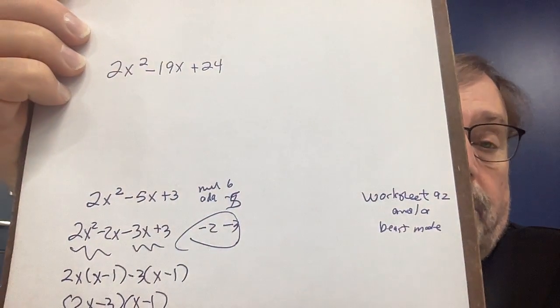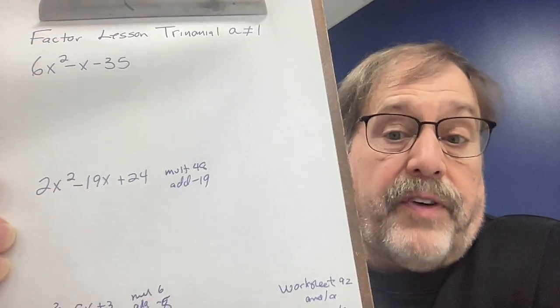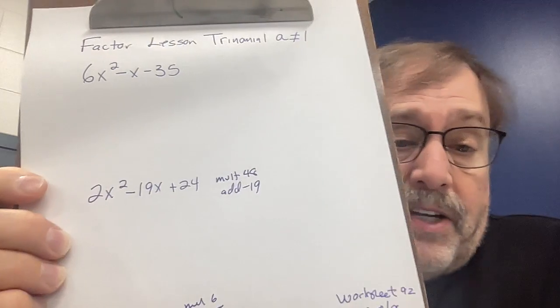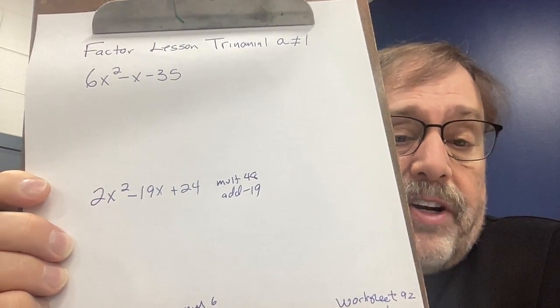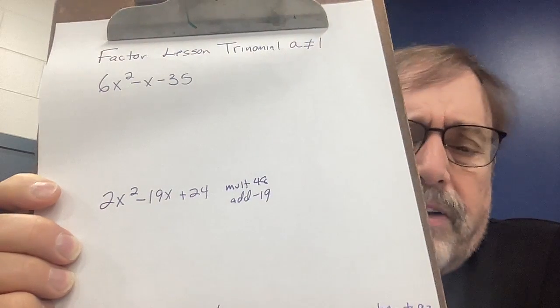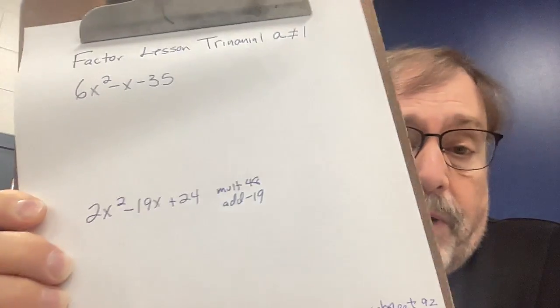All right, let's go a little more difficult up top. Multiply the 2 and the 24 and add the 19. So we're going to multiply to be 48, and we're going to add to be -19. Now, here's where it gets fun, or maybe it doesn't get fun. You decide. Some people are just going to try to figure out what that is. Ooh, is it 1 and 48? Is it negative? Is it 2 and 24? Awesome. That's sort of fun to try to figure out what to do.